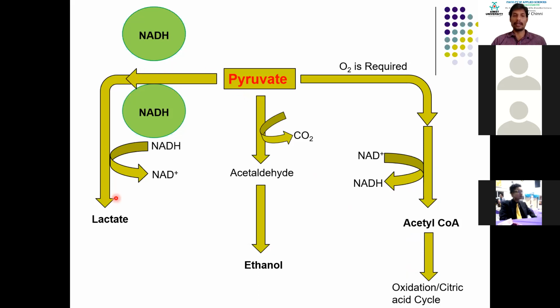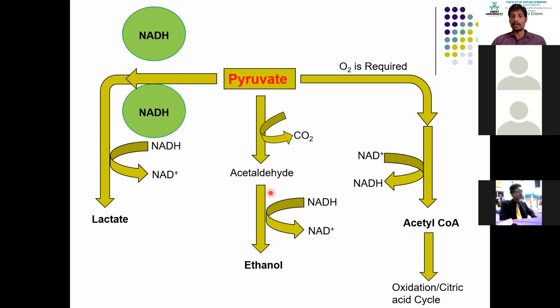pyruvate will convert into lactate. That means in the anaerobic condition, NADH is utilized and NAD is formed, and lactate is formed during this time. In some of the microbes, what happens?